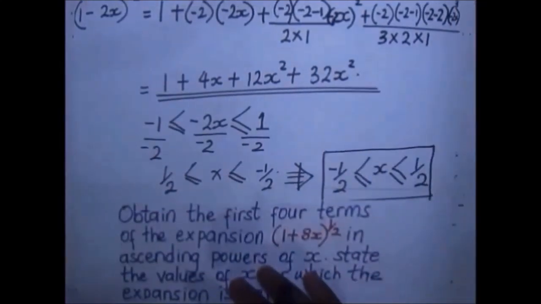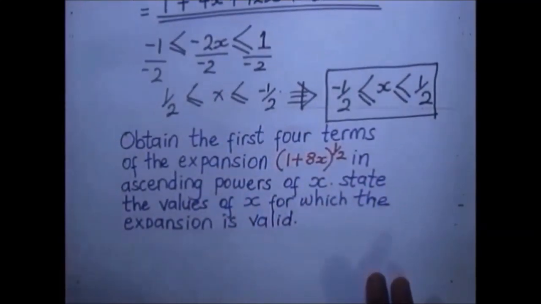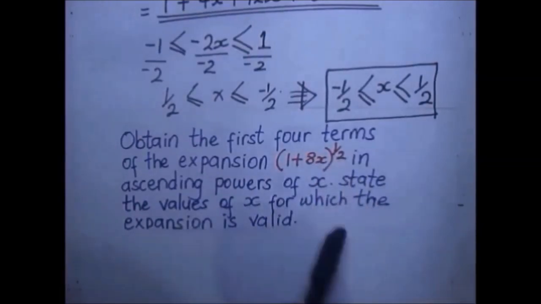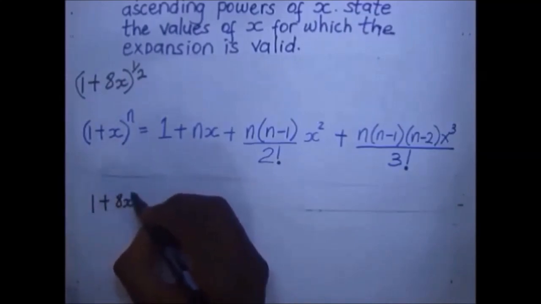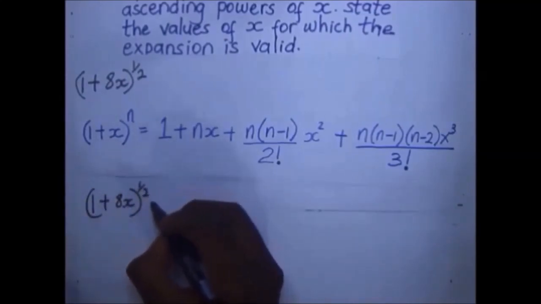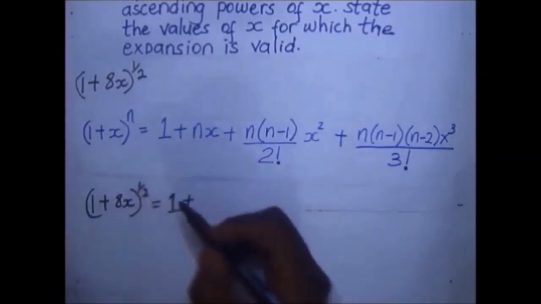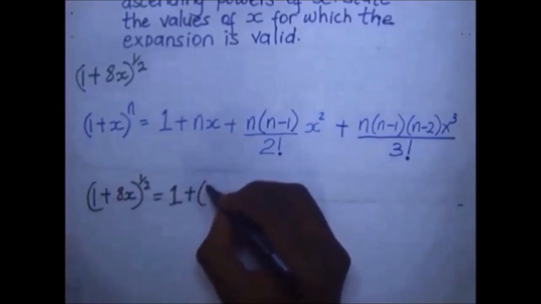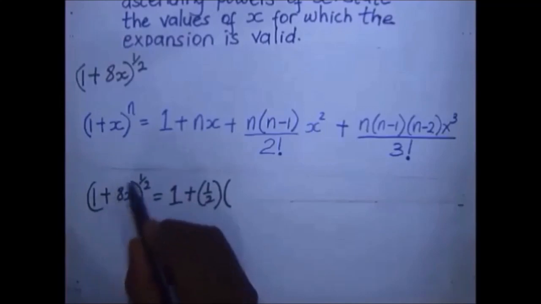The next question, we are being asked to obtain the first 4 terms in the expansion of 1 plus 8x to the power half, in ascending powers of x, and we state the values of x for which the expression is valid. So 1 plus 8x to the power half is going to be equal to 1 plus nx. What's the value of n? The value of n is a half. So it's going to be a half times the value of x. What's the value of x? It's 8x.